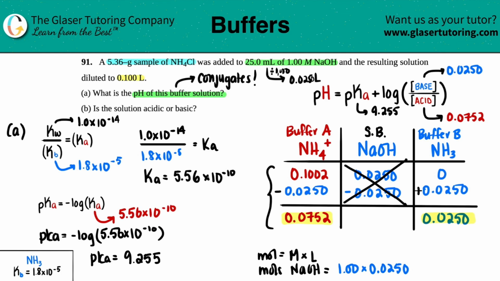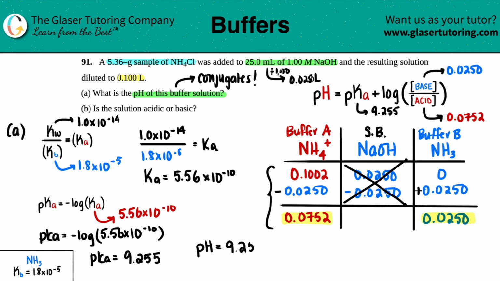Okay. So now all we have to do is plug in the numbers and solve. So I'm just going to get rid of this lower thing down here. Goodbye. And now I'm going to get ready. pH equals the pKa, which we just found out, 9.255, plus the log of the base number after the titration. So that was, once again, this number here, 0.0250, divided by the acid number. That's the number that's left.